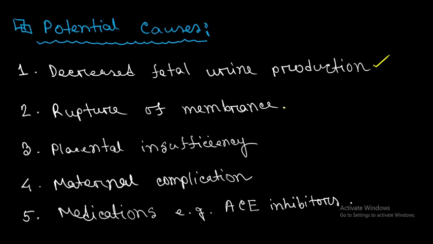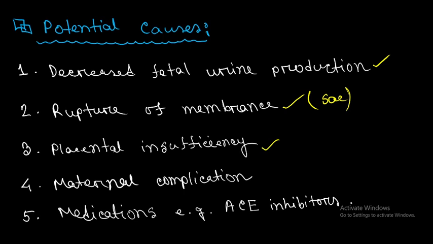Number 2, rupture of the membrane. The amniotic sac may rupture prematurely, leading to a leakage of amniotic fluid and subsequent oligohydramnios.